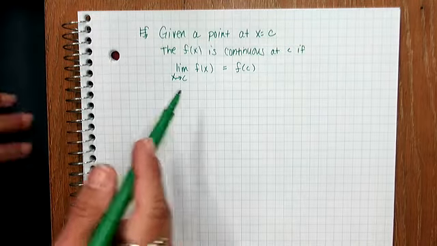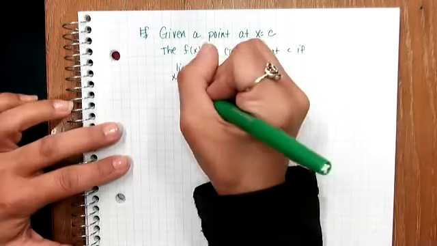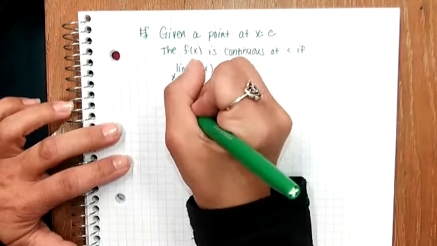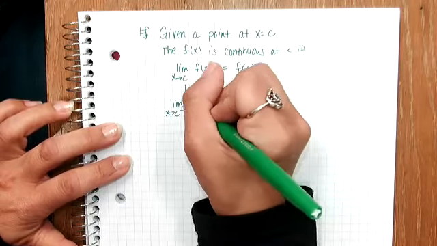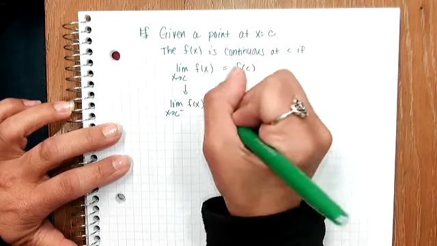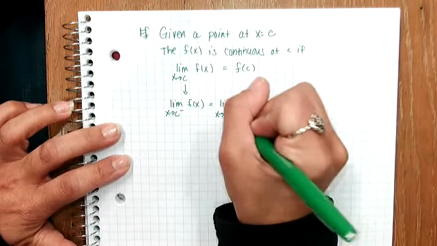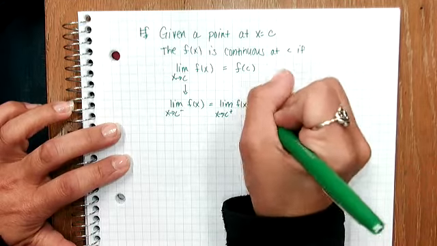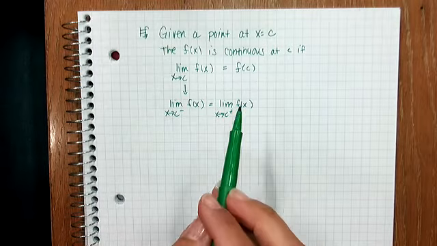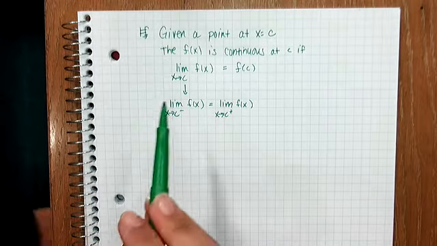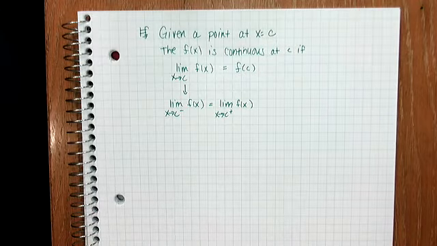But here's an issue. If the limit as x approaches c exists, this means that the limit as x approaches c from the left of the function is equal to the limit as x approaches c from the right of the function. So there's like a subset of that. The limit has to equal the exact value. And then in order for that limit to exist, the limit from the left must equal the limit from the right.